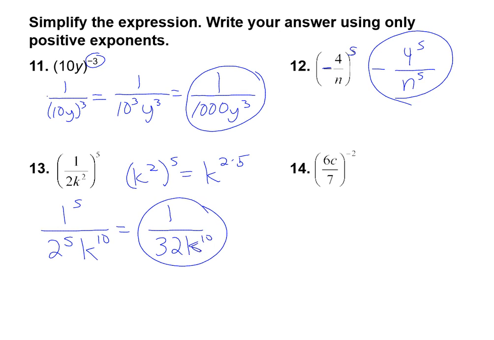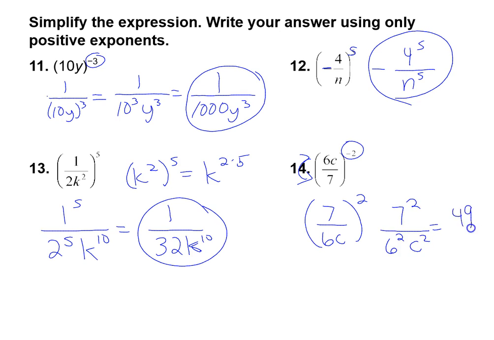Here we have another fraction that has a negative exponent, so I'm going to do the reciprocal of the entire fraction, which makes my exponent positive. So 7 squared over 6 squared c squared. So 49 over 36 c squared.